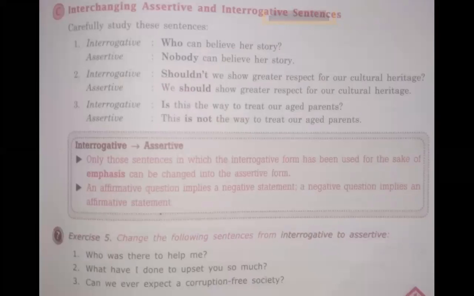Interchanging assertive and interrogative sentences. Assertive को हम लोग interrogative में change करते हैं और interrogative को assertive में change करते हैं, interchange करते हैं. But the meaning remains same, right? Let's see the example. Interrogative, who can believe her story? Who can believe her story means कौन उसकी story पर विश्वास करता है? और assertive बनता है हमारा nobody can believe her story. Nobody can believe her story.